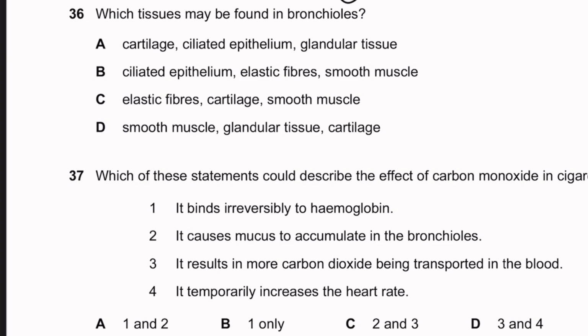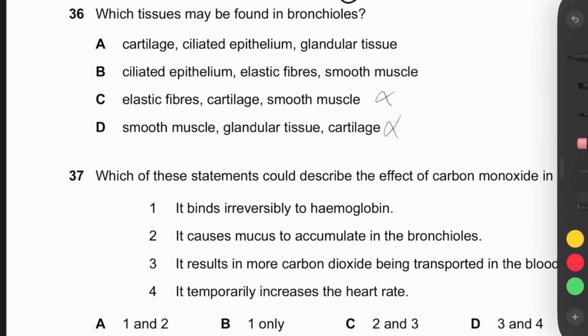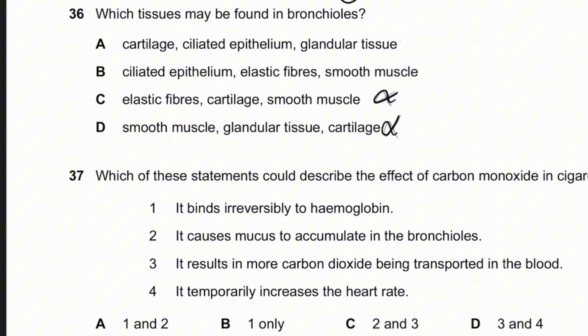Which tissues may be found in the bronchioles? Okay, so bronchioles, do they have cartilage? Actually, they don't have cartilage. Okay, so ciliated epithelium, they do have epithelium, but don't have cartilage. And then we have smooth muscle, they do have smooth muscle. So I would say my answer would be, we could cancel out these three options and we'll remain with B.